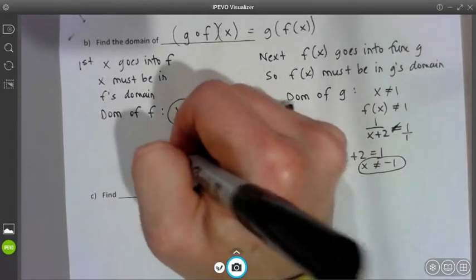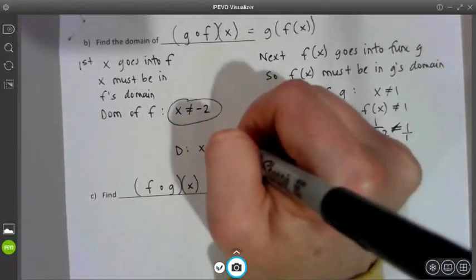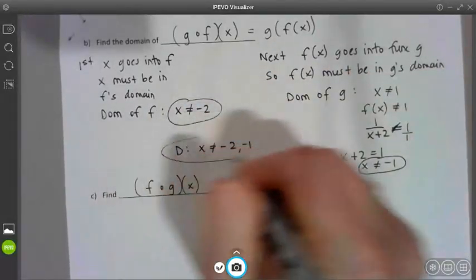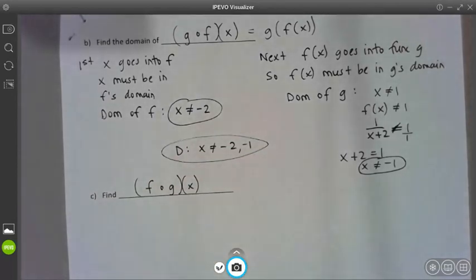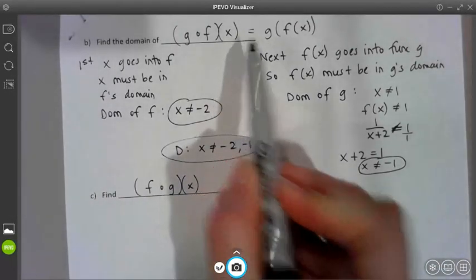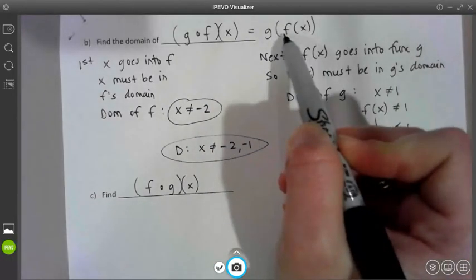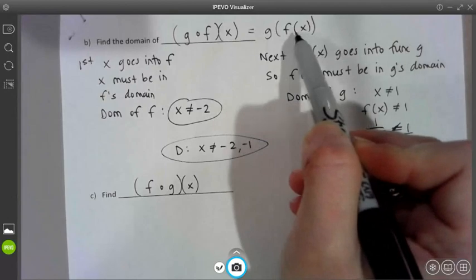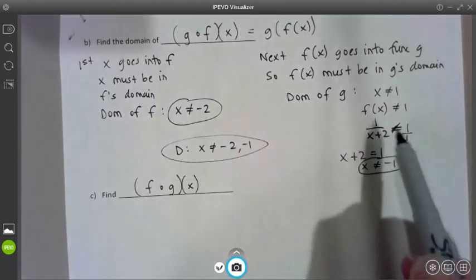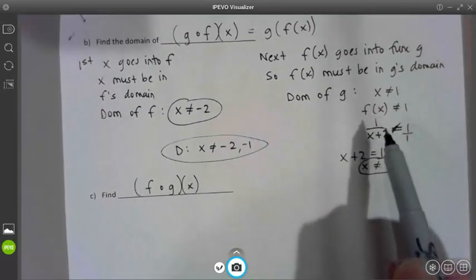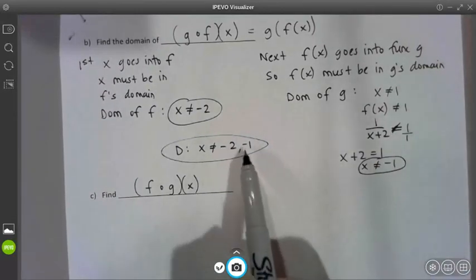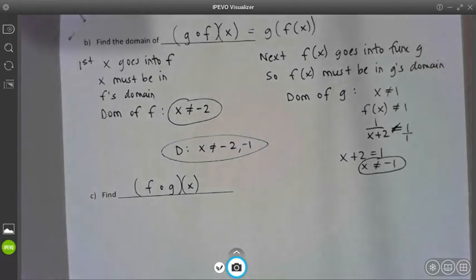All right, so again, the overall domain is that x cannot be negative 2 or negative 1. Those are x values that we cannot work with in this composition function, right? x goes into f, so x can't be negative 2. f of x goes into g, so I never want f of x to be a 1, and it would take a negative 1 to make f of x spit a 1 out. So those are the two numbers that you would never want to work with in this composition function. They would not be in its domain. All right, so that's how you find the composition function's domain without ever seeing the actual composition function itself.